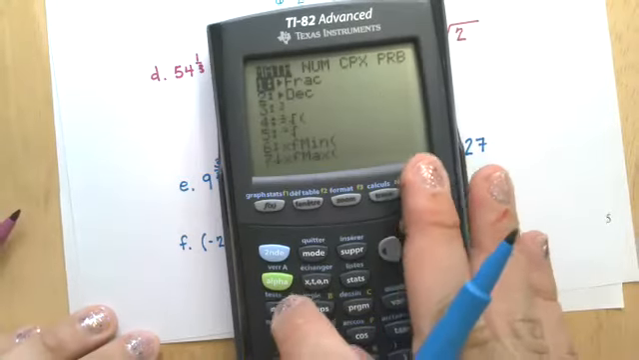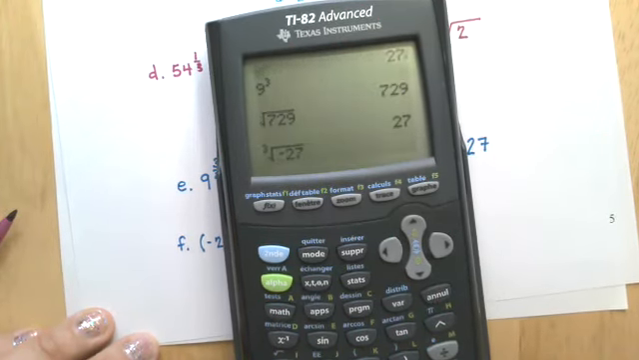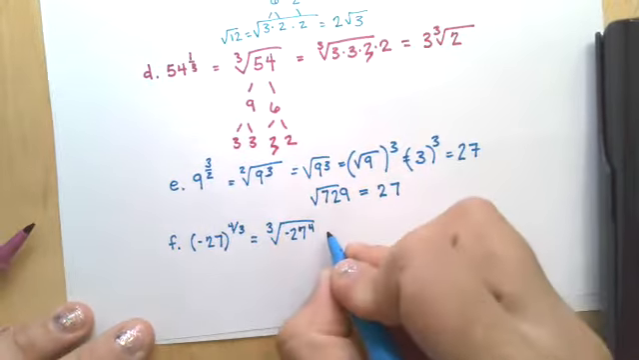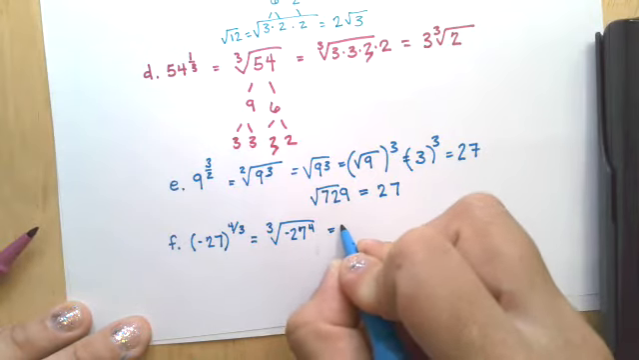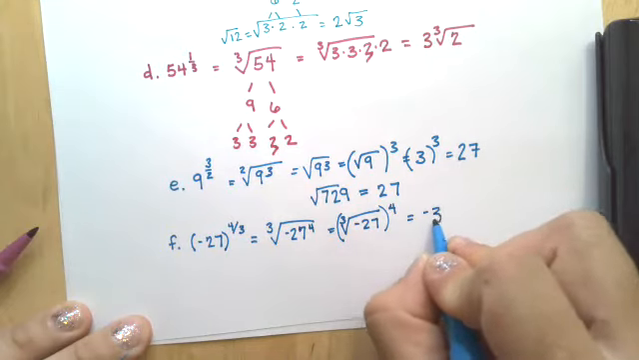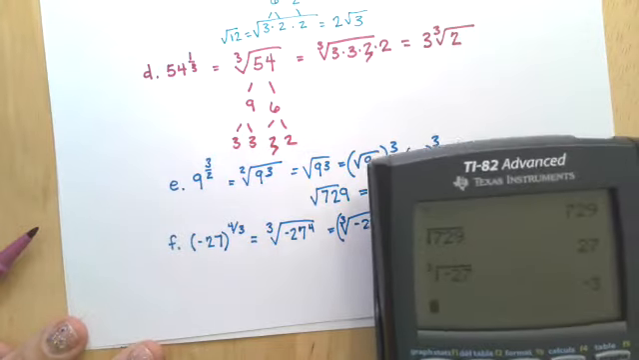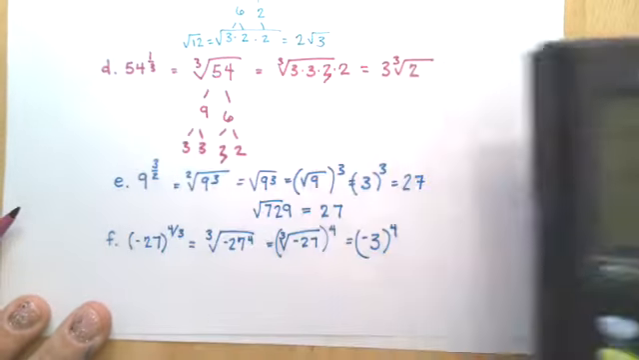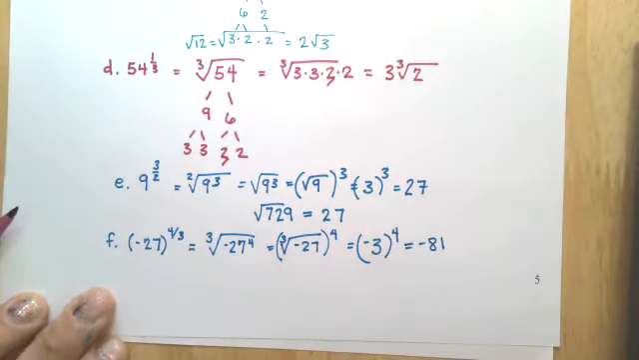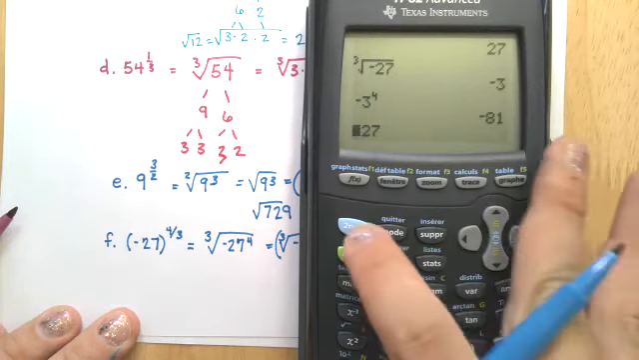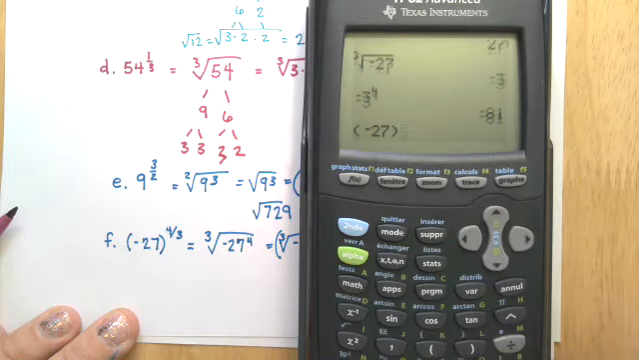So on your calculator, can you cube root of negative 27 is negative 3. So you can take the 4 out. Raise it to the 4. Negative 3 to the 4th is negative 81. Or you could take negative 27. Oops. To the 4th.